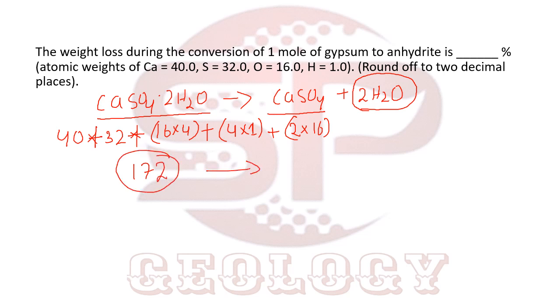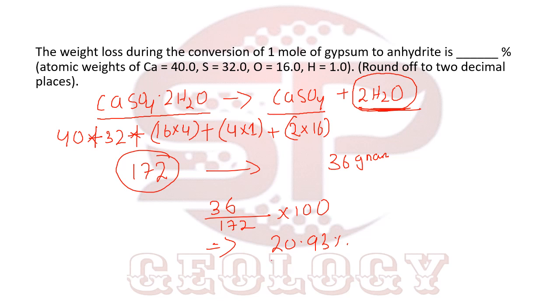When it converts to anhydrite, this much weight is lost, that is your 36 gram. So this much weight is lost. So what will be the ratio or percentage? 36 by 172 into 100. This much is lost during the conversion of gypsum into anhydrite. It will be 20.93%. 20.93% is lost during the conversion of 1 mole of gypsum to anhydrite.